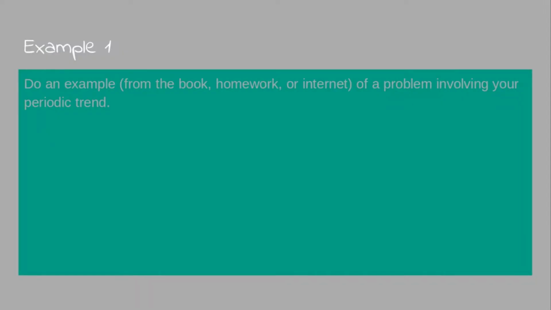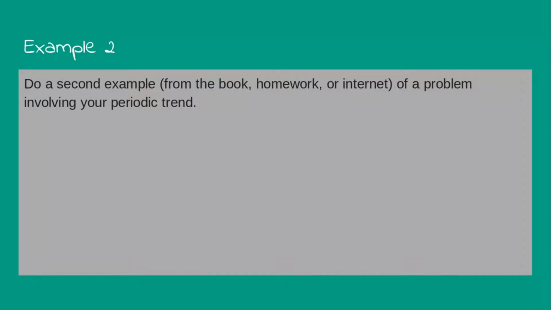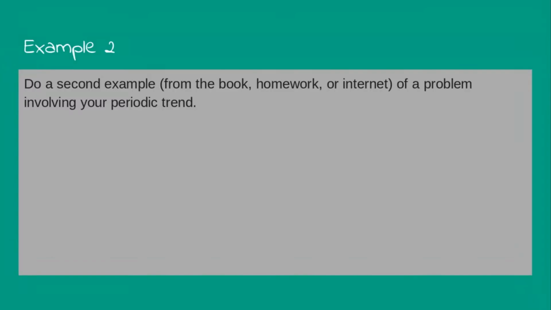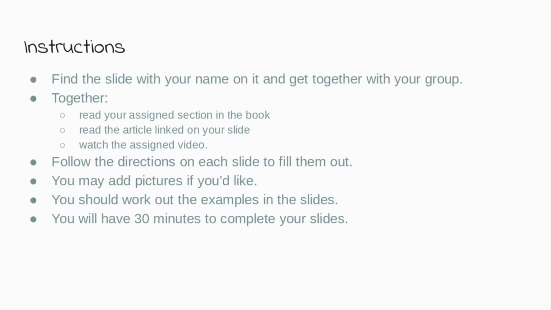Then you do a couple of examples, which you can find in the book, on the homework, or just by looking them up on the internet. I want you to work through that on the slide. You could take a video of yourself doing that or just write it out. You can write it out on paper if that works better and take a picture of it. You'll do 2 examples, and then any sources you can put here. Again, if you do pictures and you want to just link them on the slides, that's fine too. You'll find all the different trends. They should all look pretty much the same as this.